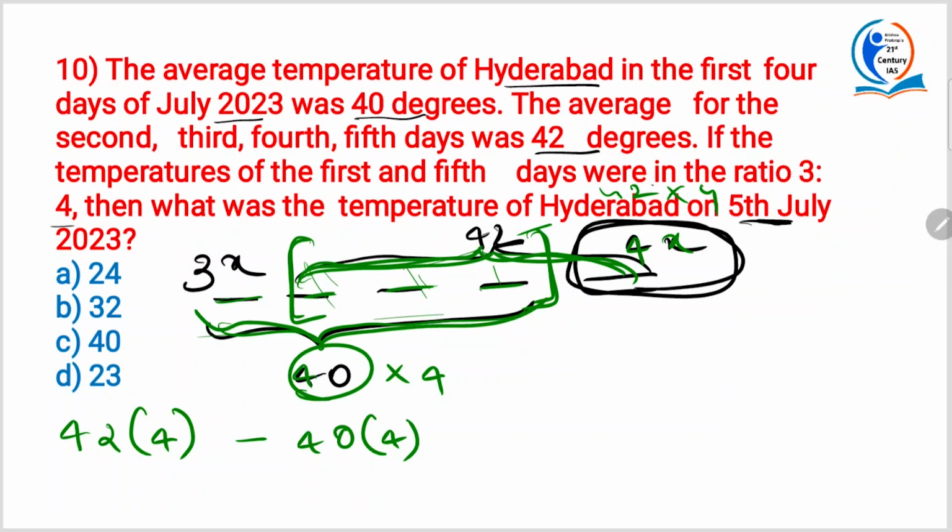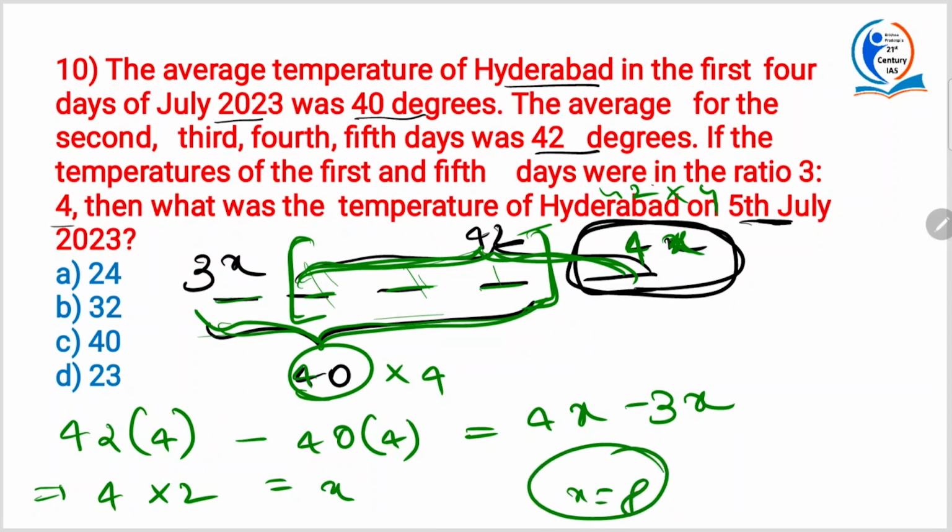Now what will you be left with? You will be left with 4x minus 3x. That's why I drew this diagram and I am explaining. 4x minus 3x. Now it will be 4 into 2, no? 4 common, 42 minus 40 is 2. So 2 is equal to x. Now x is 8. But what do you need? You need 4x. So it will be 32.